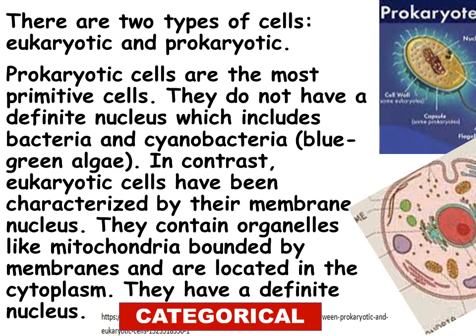Very well. We have categorical. As you can see, this deals with two types of cell. We have eukaryotic and prokaryotic cells. And if you find it hard to determine if it's categorical, just take a look at the clue words here. Two types of cells, and we have the term in contrast. So we are trying to put together and compare prokaryotic cells with that of eukaryotic cells.